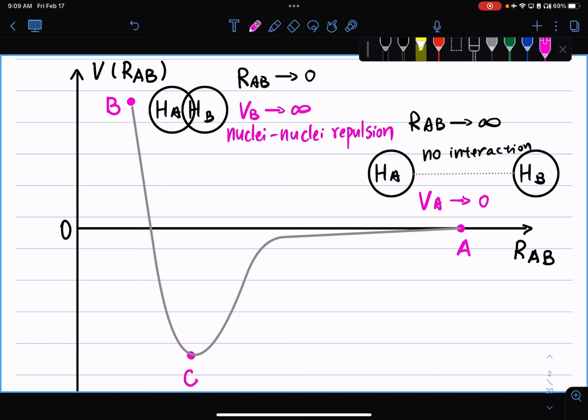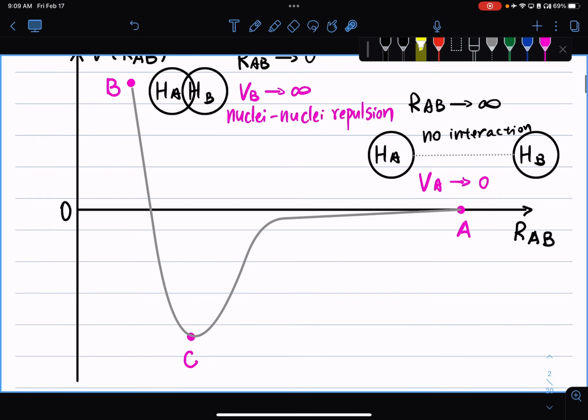All right, so here we talk about two different extreme scenarios. One is when the two atoms are super close to each other. It has a very high repulsion energy. And one is when they're super far from each other, they don't interact with each other, so their potential energy approaches zero. They don't see each other, they don't care about each other.